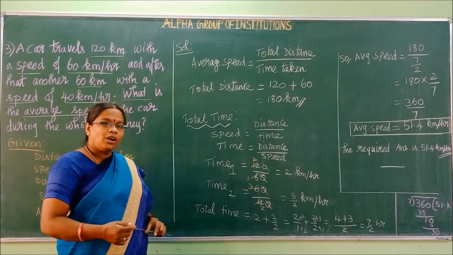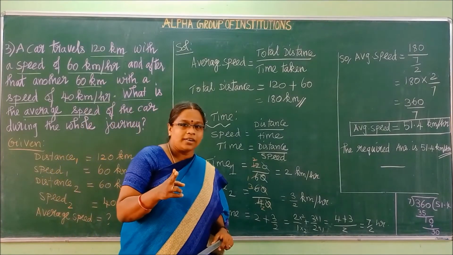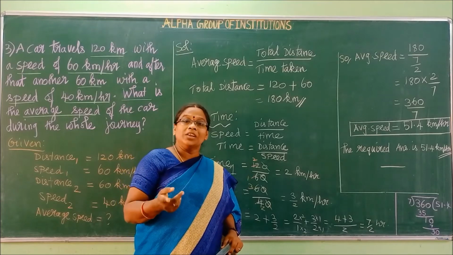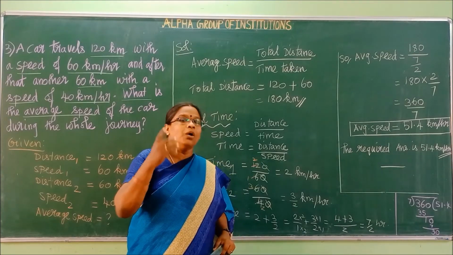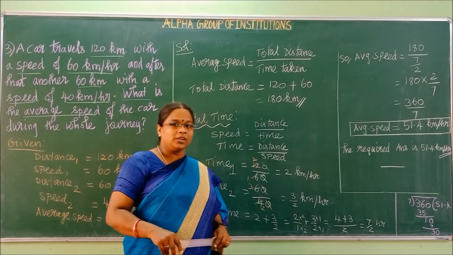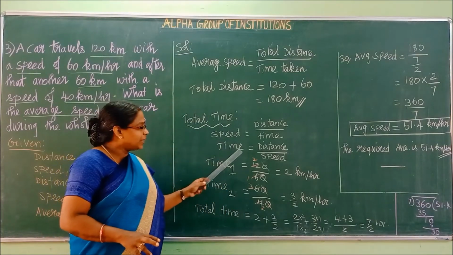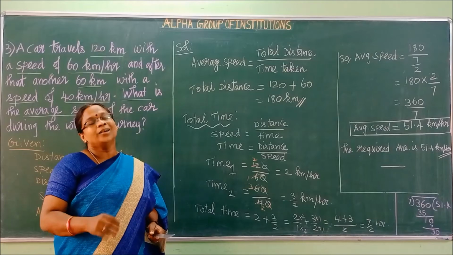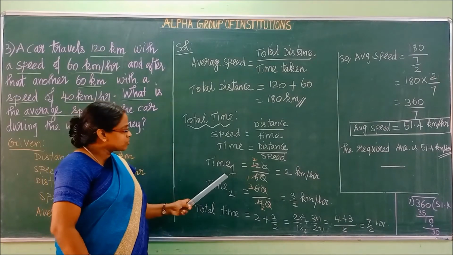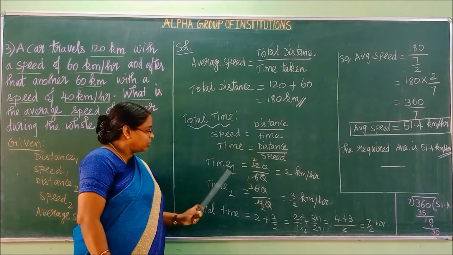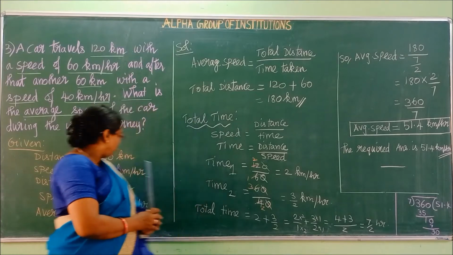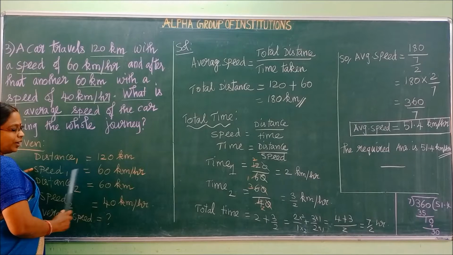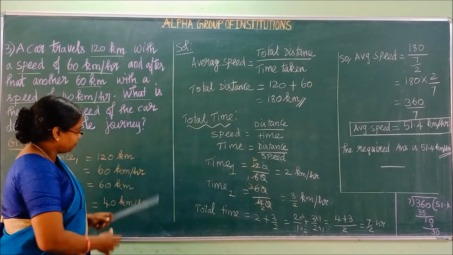60 km per hour. Now there are two times given here, children. So what do we have to do? We have to find the total time. So to find total time, for each speed we have to calculate the time. As two speeds are given, we need to find two times and then add them to find the total time. So that's why I have given time 1. For time 1, you have to write distance 1 and speed 1. What is your speed 1? 60 km per hour. Right?